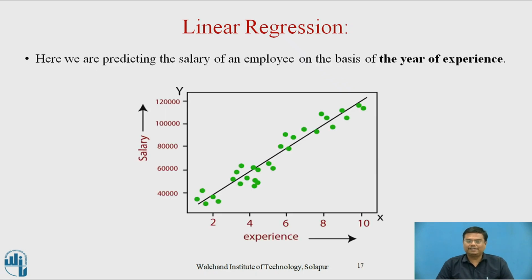Here we are predicting the salary of an employee on the basis of years of experience. So in this example, the salary is the dependent variable, or we can say the target variable, and the experience of the employee is the independent variable. By using that independent variable, experience, we are predicting that particular employee's salary, and we are plotting that graph in this example. So you can see that it is a linear regression graph between the employee salary and the number of years of experience the employees have.